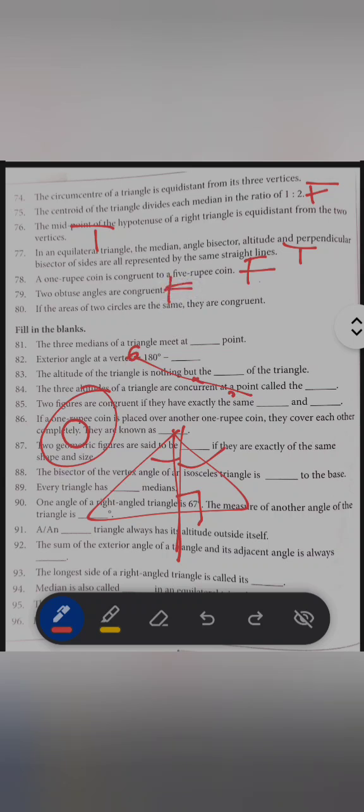If the areas of two circles are the same, their radii are equal, since the area is pi r squared. Yes, so if the areas are the same, the two circles are congruent. So this one is also true.